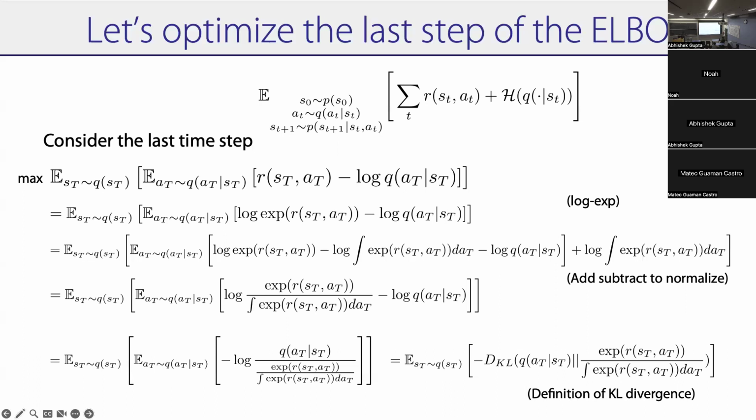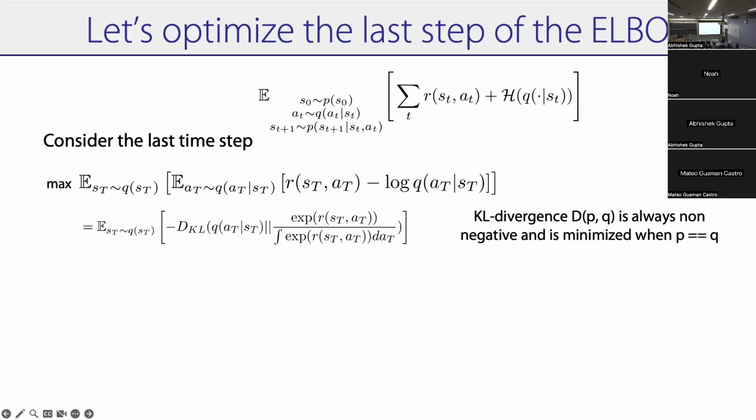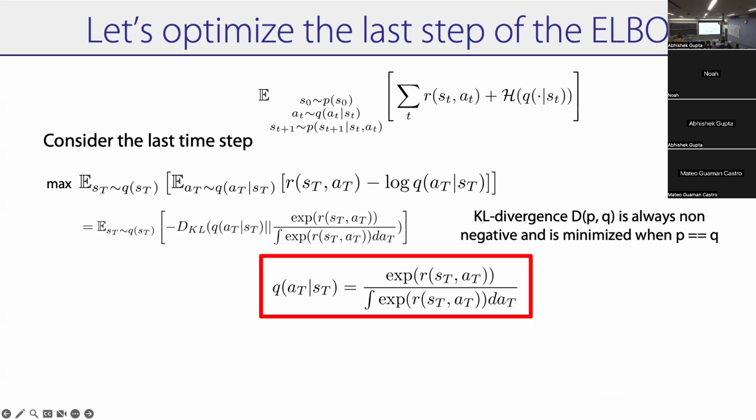I think the answer might be even easier than that, right? The answer is that the KL divergence is non-negative, and it's minimized when p is equal to q, which means that q is just equal to x bar divided by integral x bar, right? And so this is over actions, right? So the thing on the right hand side is a probability distribution over actions, right? And so it's saying that q is equal to exponential return or reward divided by integral exponential return.